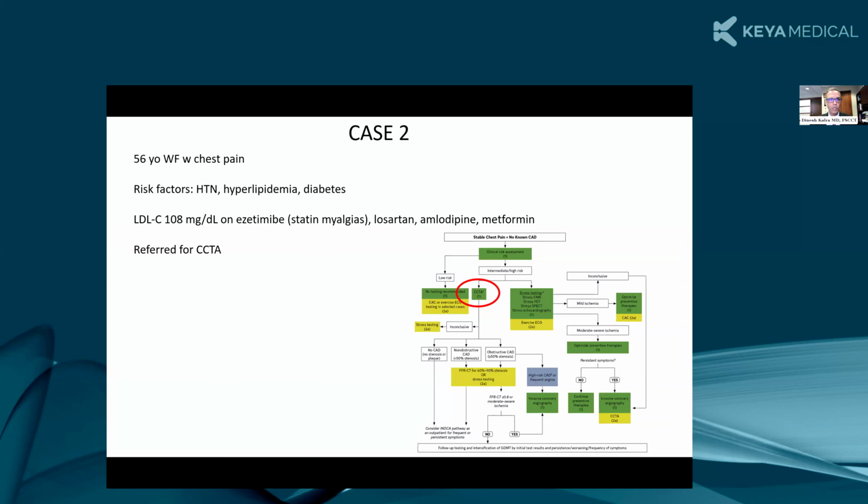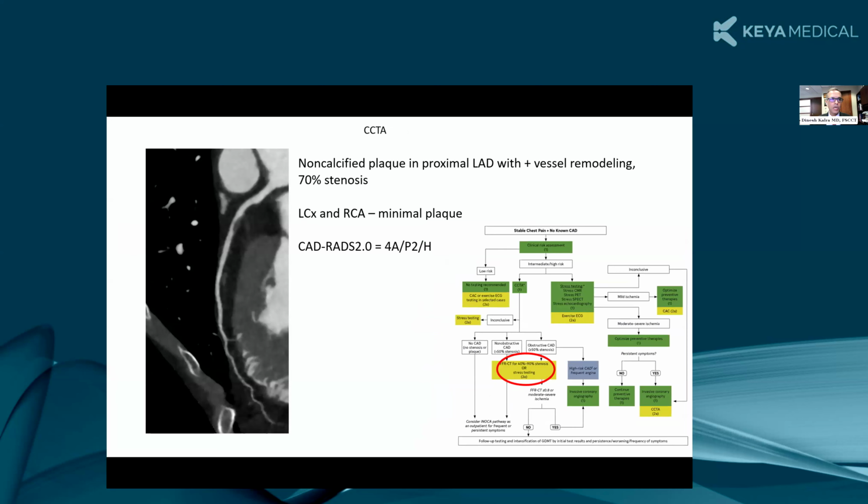If I have time, I quickly want to go over one other case. This one's relatively simple. We had a middle-aged woman with chest pain, hyperlipidemia, diabetes, and we went ahead with CTA, which is class 1 level of evidence A, as all of you know. She had mostly soft plaque in her proximal LAD, so she got a CAD-RADS of 4A. Plaque burden was P2, which means mild to moderate, and there were a couple of high-risk plaque features. One was that she had positive remodeling and another was low attenuation plaque.